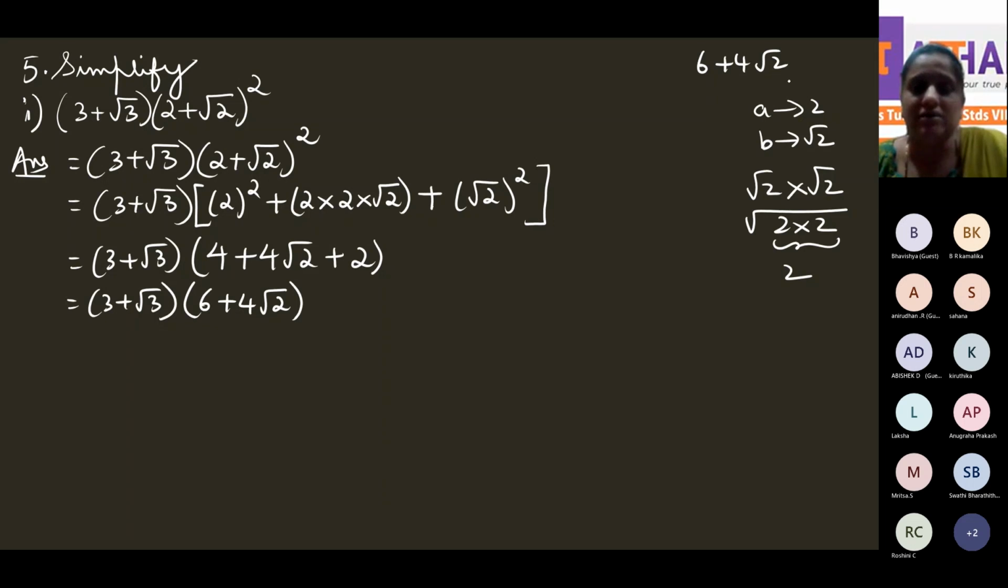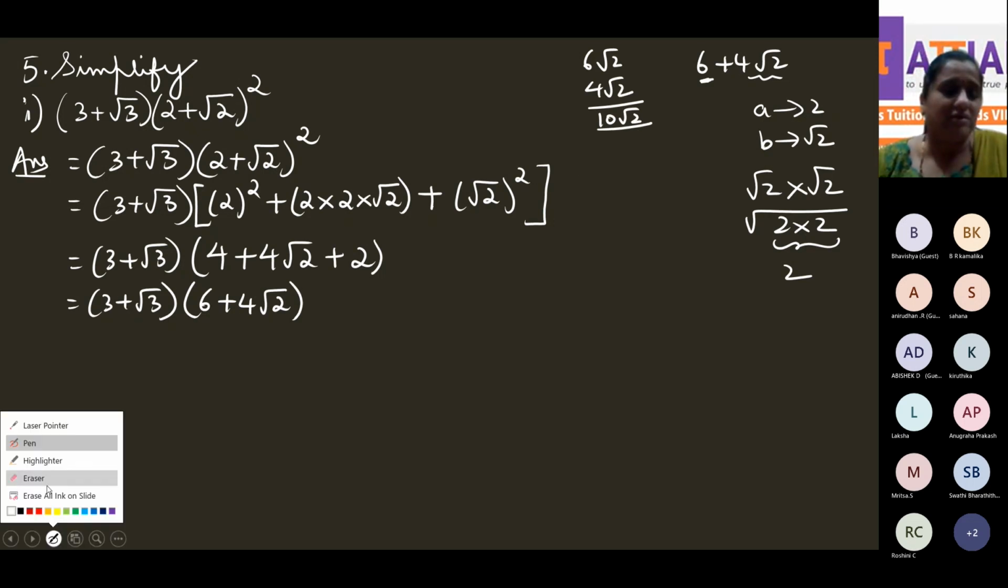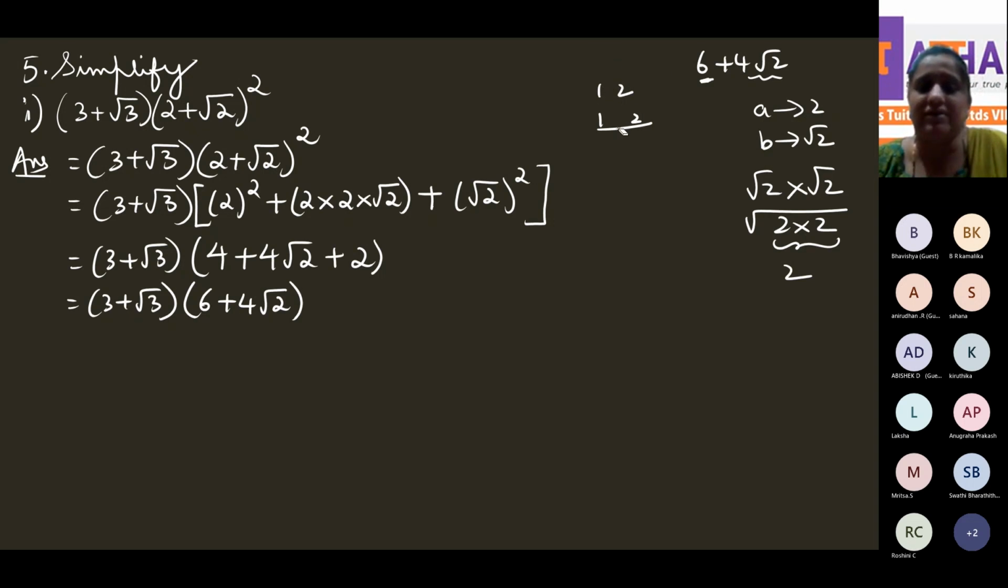They are unlike. This is a number, meaning this is rational, 6. This is irrational, 4 root 2. You cannot add them. If it was 6 root 2, you could add 6 root 2 and 4 root 2, and the result will be 10 root 2. But 6 and 4 root 2, you cannot simplify.